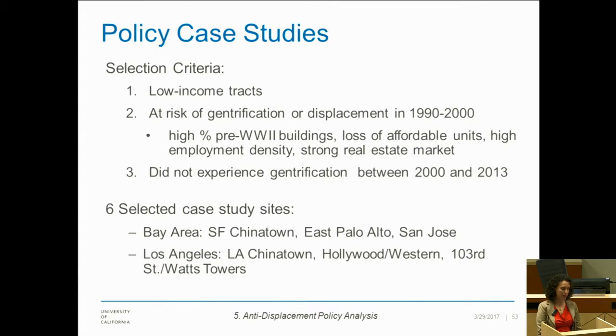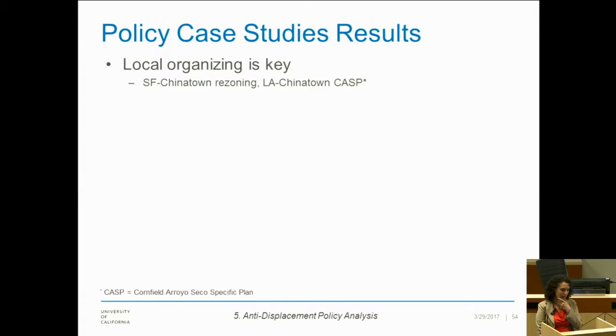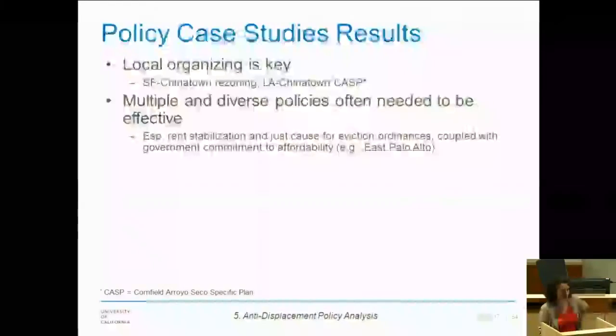So in the Bay Area, we looked at San Francisco Chinatown, the city of East Palo Alto, and San Jose, the Diridon Station area. And in Los Angeles, we looked at Chinatown, the Hollywood Western Station area, and the Watts Towers Metro Station area. When looking across all of these case studies, what we found is that there's a clear need and emphasis on local community organizing; any strategies that they have for preservation or affordable housing production are a direct result of community organizing in those areas.